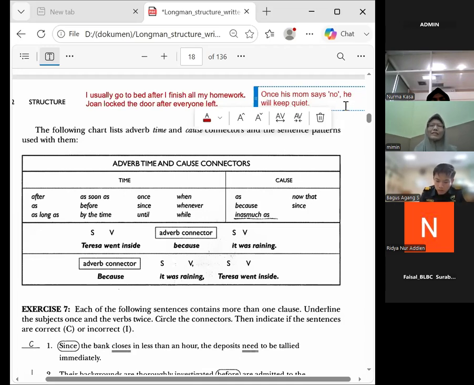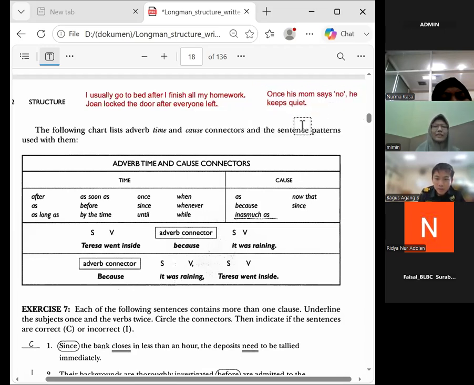This can be changed into past simple. So once his mom said no, he kept quiet. This can be like this. Okay. Keeps. Like this. Simple present. This can be changed into simple past. All right, and it goes with the others. Okay, so any tenses will go.